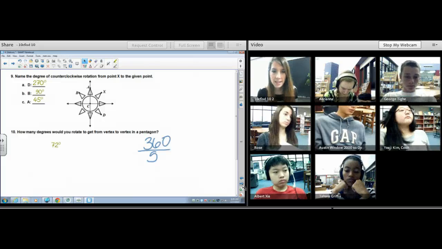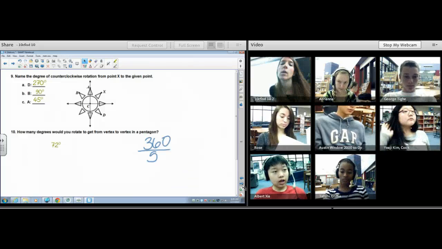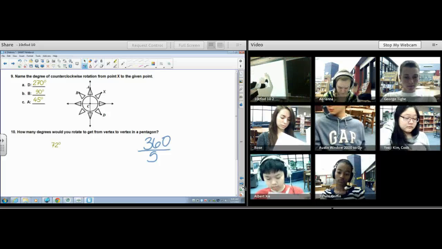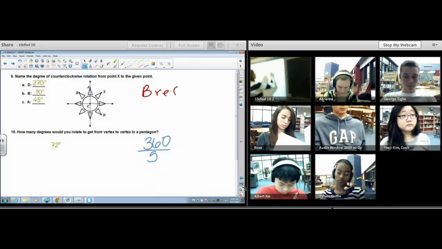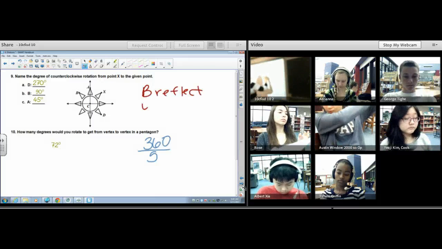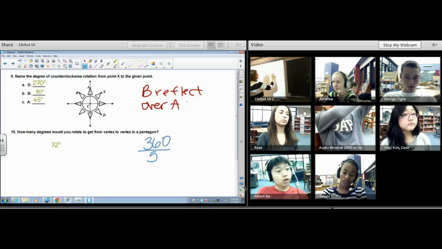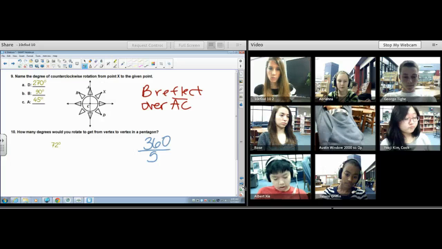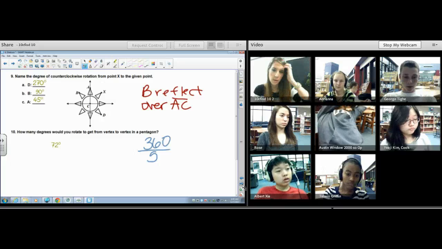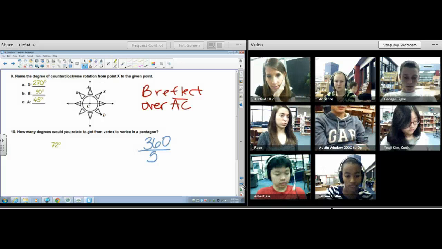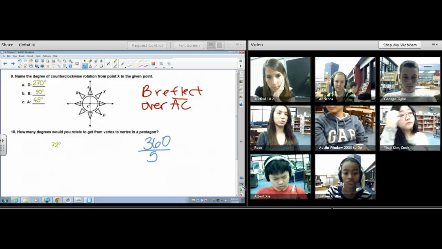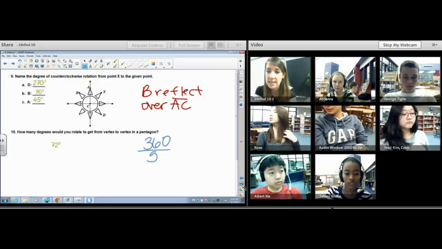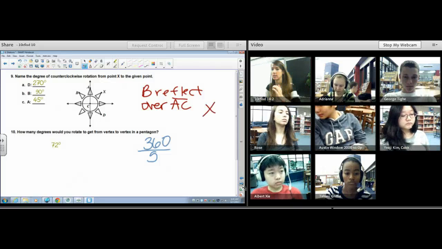Number 9, let me ask some additional questions about number 9. If point B was reflected over AC, what would be the result? Kind of like the warm-up. I'm just making sure we got this. B is reflected over AC. Good, so the answer is not D, right? The answer is not D. The answer would be X.